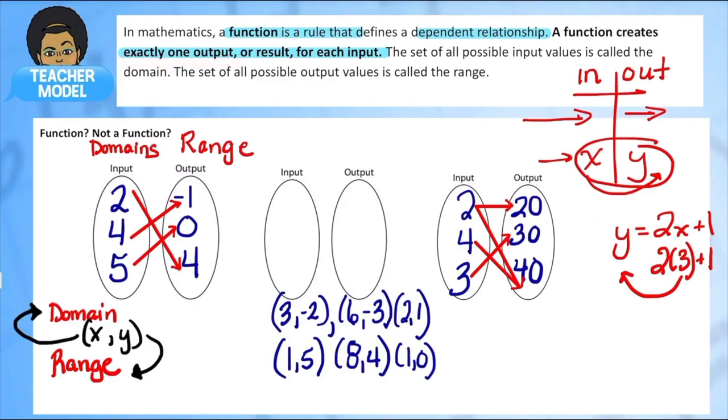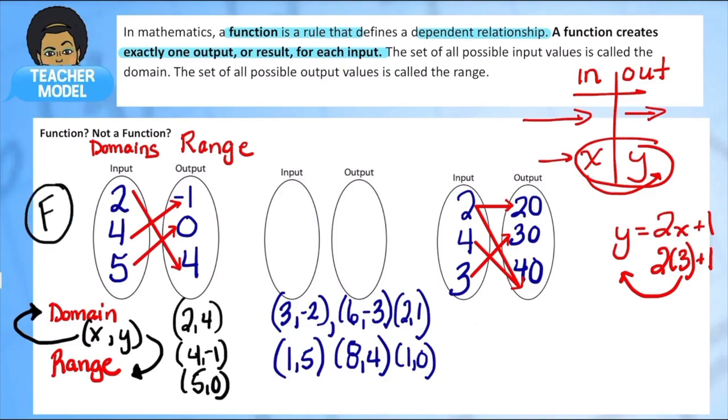In this example, 2 goes in, a 4 pops out. A 4 goes in, a -1 pops out. A 5 goes in, a 0 pops out. So think about these points: I have (2, 4), (4, -1), and (5, 0). So this is a function, ladies and gentlemen, because there's one input and one output. So yes, this would work.